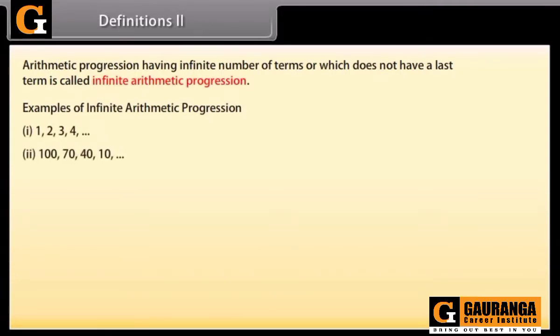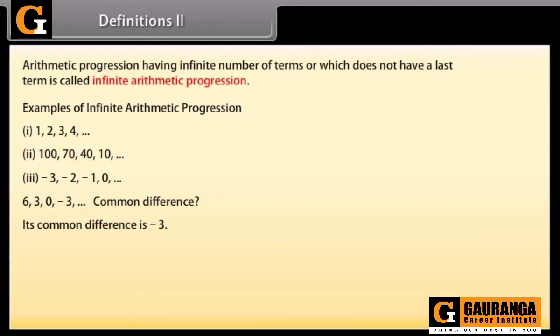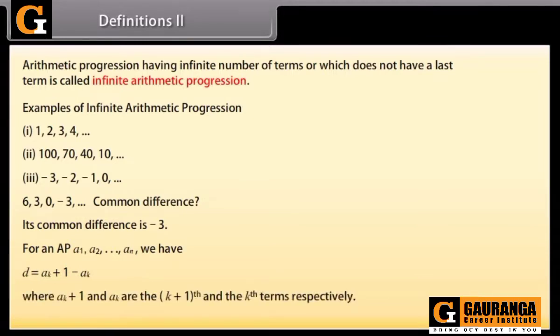Look at this sequence now. Can you tell its common difference? Yes, you're right. Its common difference is minus 3. In general, for an AP, A1, A2, and so on till AN, we have D as AK plus 1 minus AK, where AK plus 1 and AK are the K plus 1th and the kth terms respectively.